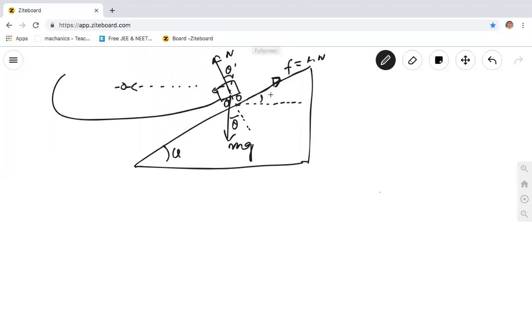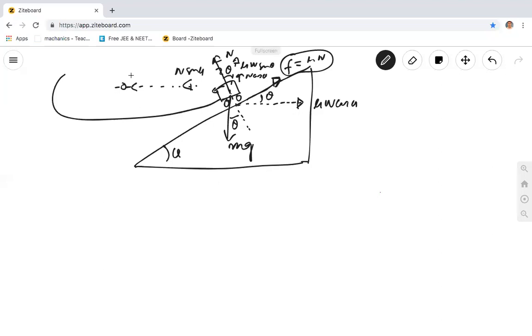This also theta. Can you resolve this? Can you resolve this frictional force into components? This component is mu N cos theta, and this component is what? Mu N sin theta. And N into components, this is N sin theta, and this is what? N cos theta. Now, can you write down the equations?